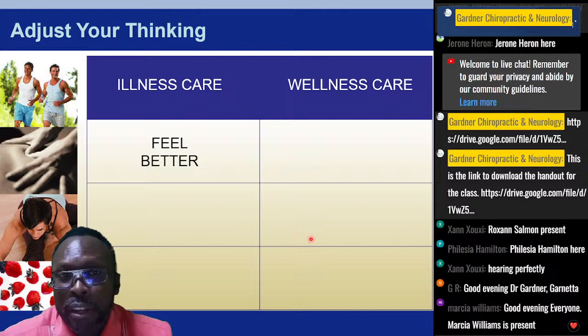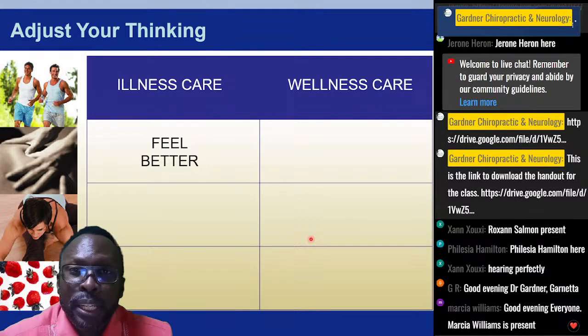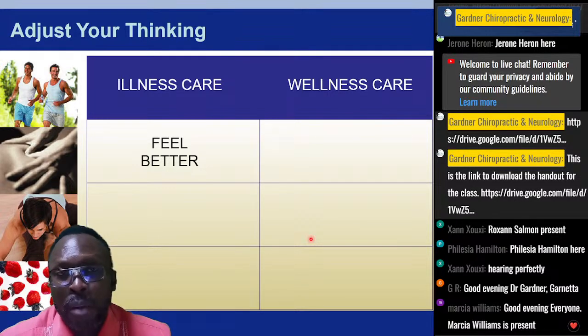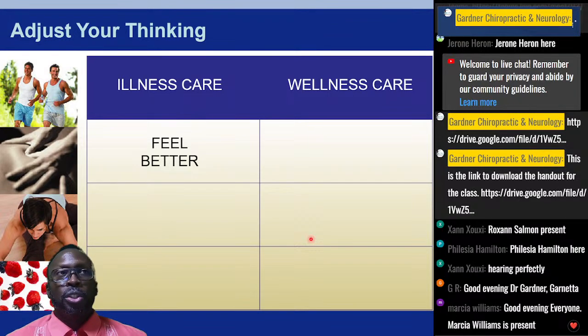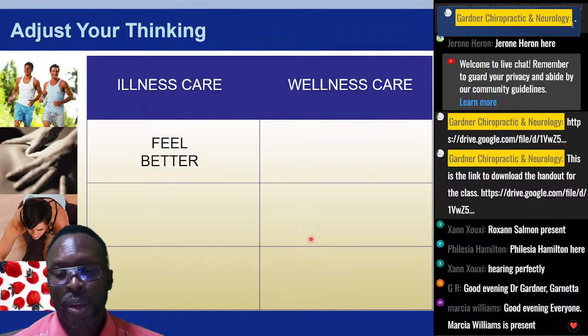Now, according to the illness care model, which is one of the ways that we learn how to think, and this is the way, unfortunately, that's being taught to us by the pharmaceutical conglomerates, if something is wrong, all we want to do is to do whatever it takes in order to feel better. We say, Doc, I have a headache. What can you give me to feel better? Or what can you give me to mask the headache or to eliminate the headache or get rid of the pain that I'm having in my head?